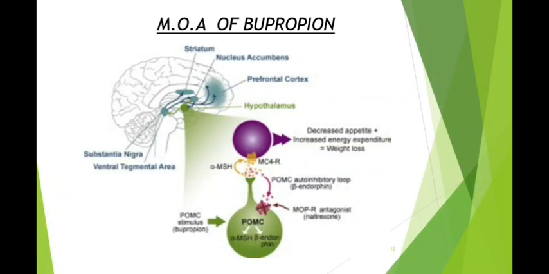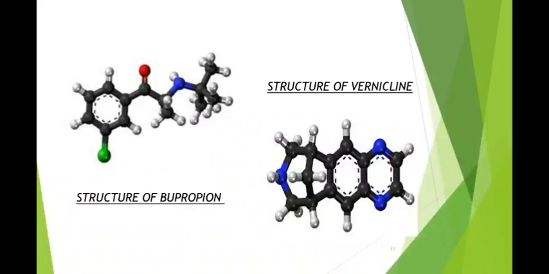But if we take bupropion, it blocks the POMC conversion that helps convert the MSH into MC4R. So bupropion acts on POMC, as we can see in the figure. Now these are the structures of bupropion and varenicline. These are the 3D structures of both the drugs.